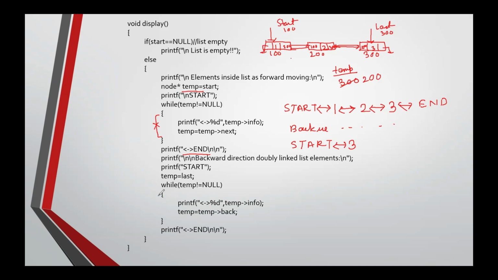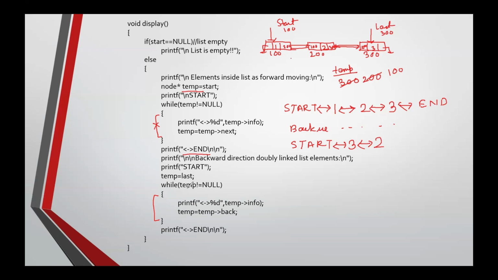Yes, it is true. If it is true, then what happens? The body of the while loop is going to be executed. What is the body? This symbol, then percent d, temp info. What is temp? 200. The info of 200 is 2. So it will print the value 2. Then temp equal to temp back. What is temp? 200. The back of 200 stores which value? 100. So it will go to the starting curly bracket, that is temp equal to temp back. So 200 back is 100.